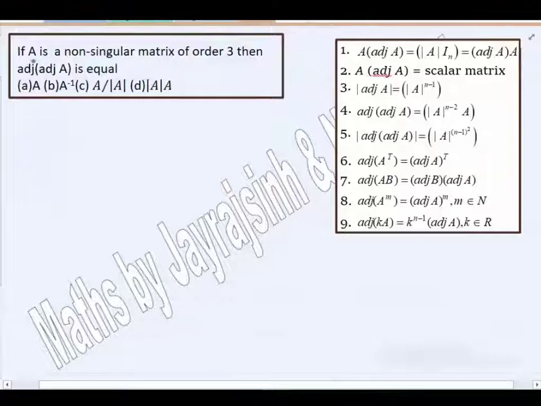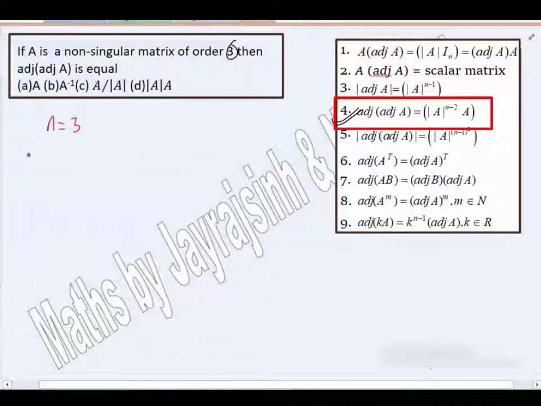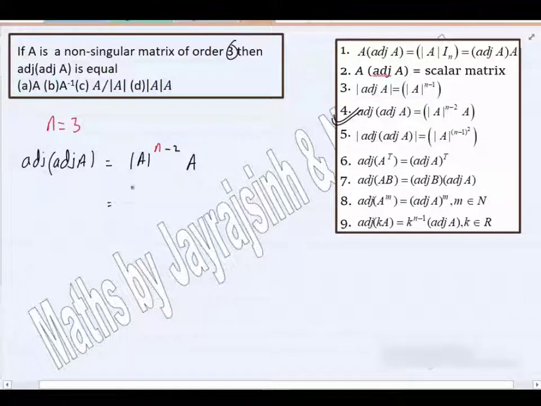In this question we have A as a non-singular matrix of order 3. So let's write down n is equal to 3. Then we have to find adjoint of A, and for that we have to use the fourth property of the adjoint. So let's write down the property, which is adjoint of A is nothing but determinant of A raised to n minus 2 into A. In our case n is 3, so simply we will get determinant of A into A. Ta-da! Option D is your final answer.